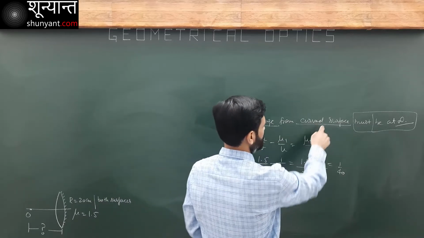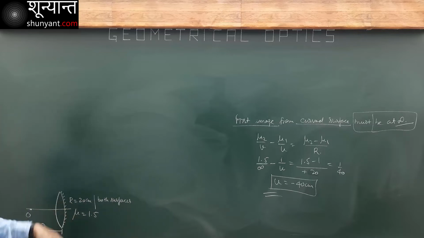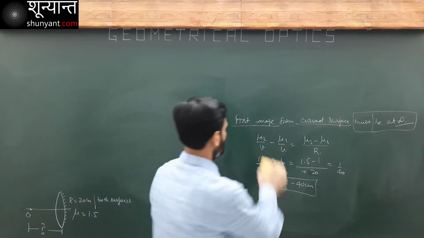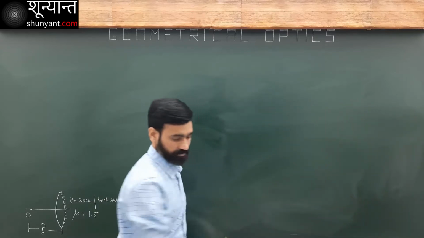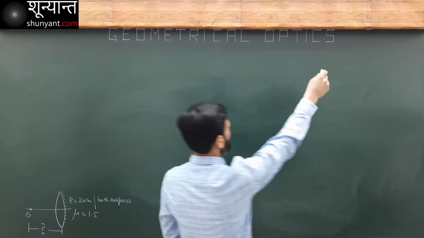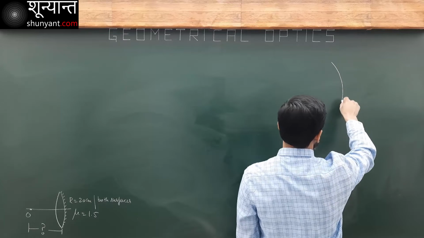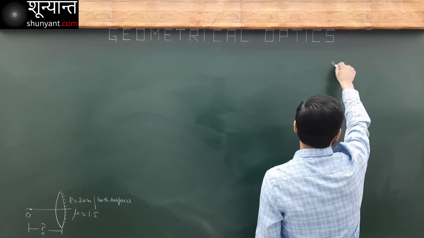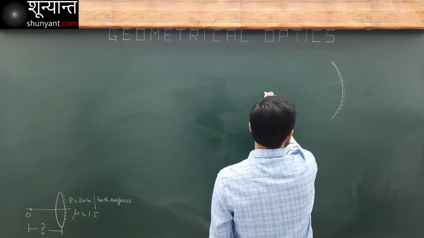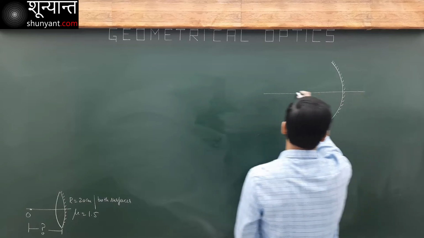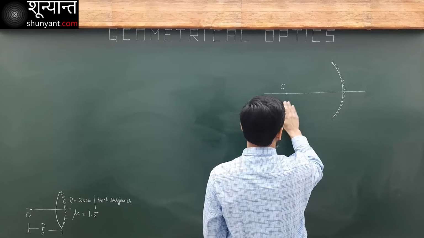First image from curved surface must be at infinity. Is that right? No, that is not right. Why is it not right? I want my light to retrace. So I have this surface here. This is a concave mirror. Under what condition is the light ray going to retrace? It can retrace only if they appear to be coming from its center.